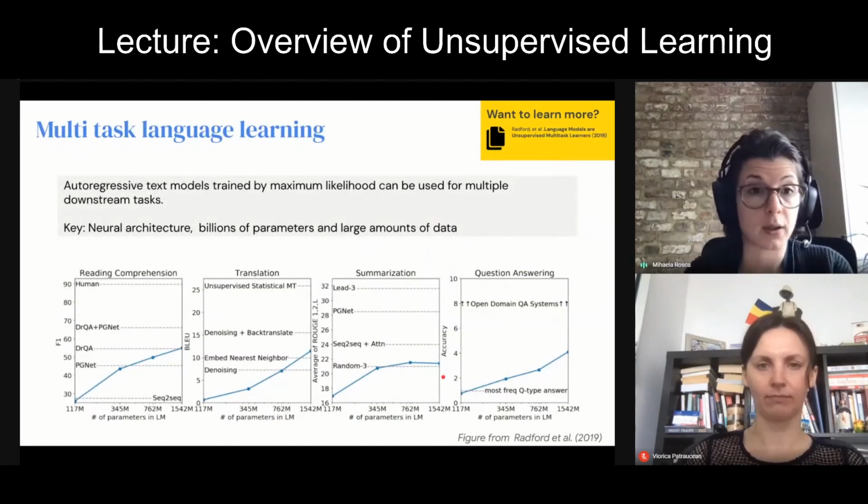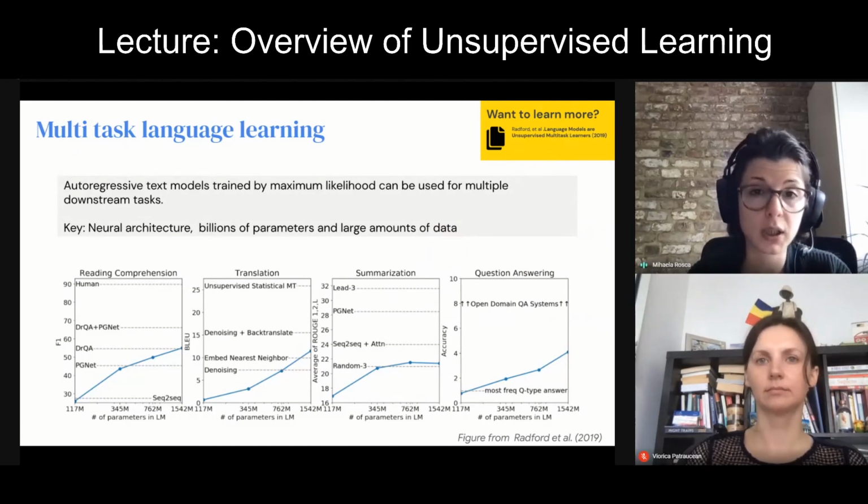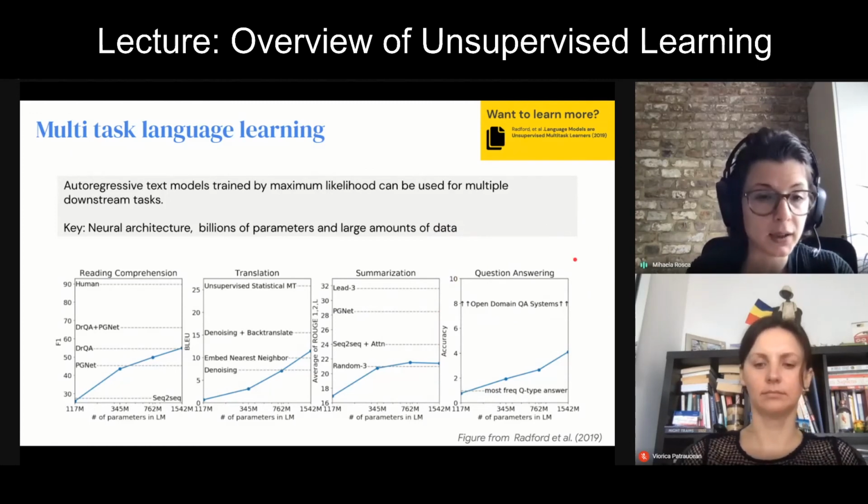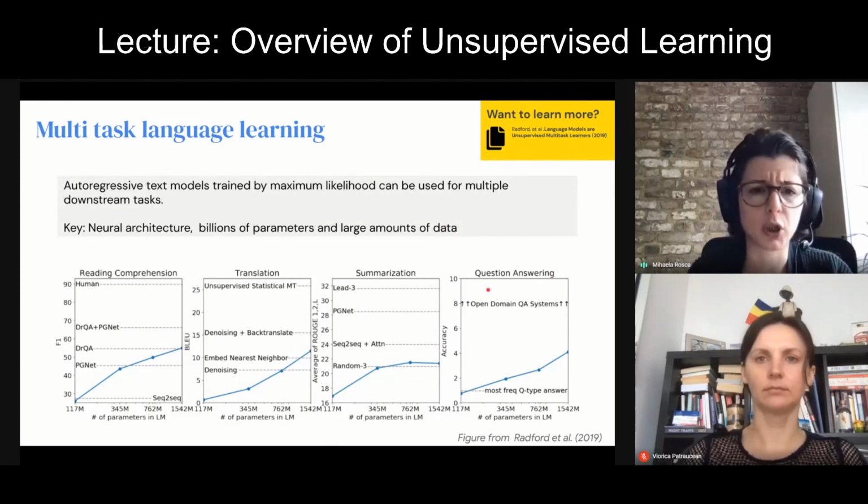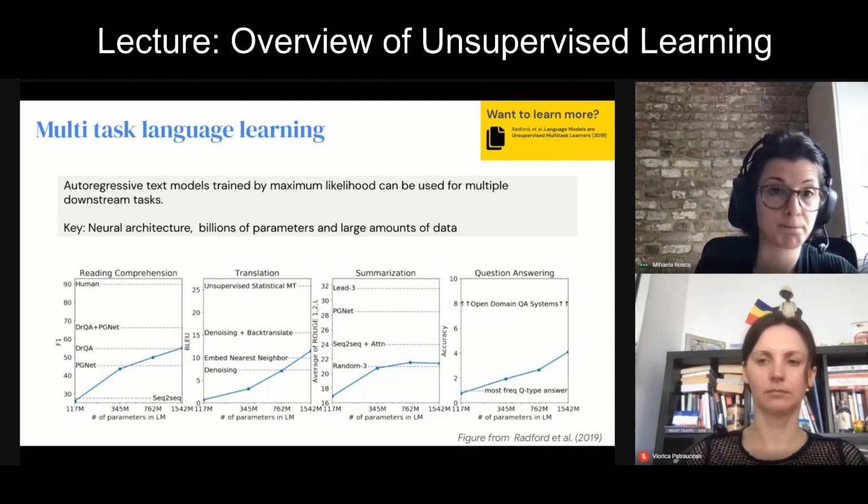Then there's also language. So autoregressive text modeling trained by maximum likelihood, especially with well-tuned neural architectures and large amounts of cleverly chosen data, like it was done in this GPT paper, can lead to representations or models that can then be used for a lot of downstream tasks, such as reading comprehension, translation, summarization, and question answering. So this really allows us to use this idea of unsupervised learning for a lot of text understanding tasks.